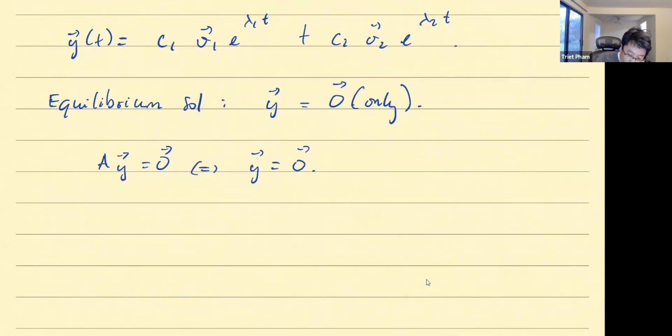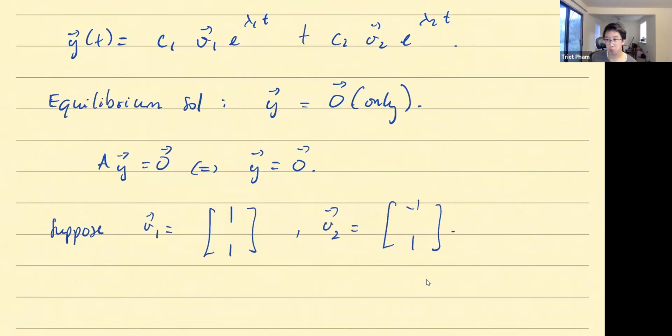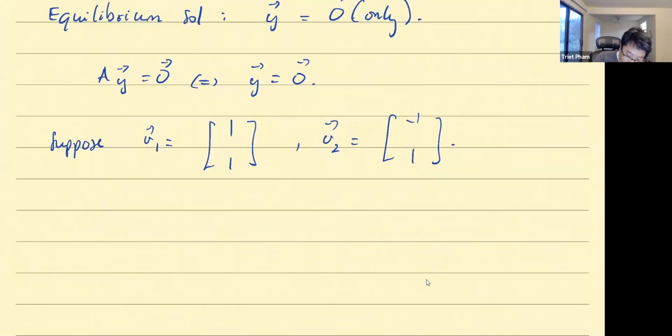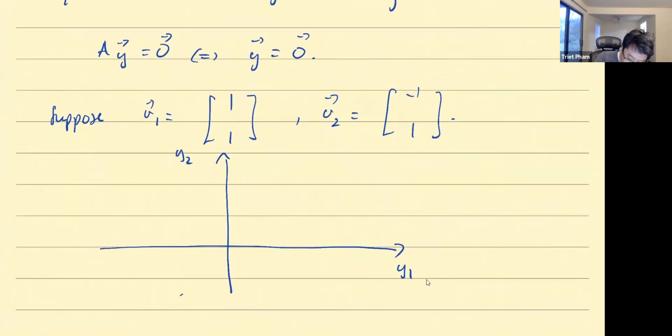For the sake of demonstration, let's suppose that V1 is equal to (1, 1), and V2 is (-1, 1). They don't have to be like this; they can be really close together, like the other example I just gave in the textbook. But here, in the y1, y2 plane, I have one straight line solution like this, along (1, 1), and another straight line solution like this, along (-1, -1).